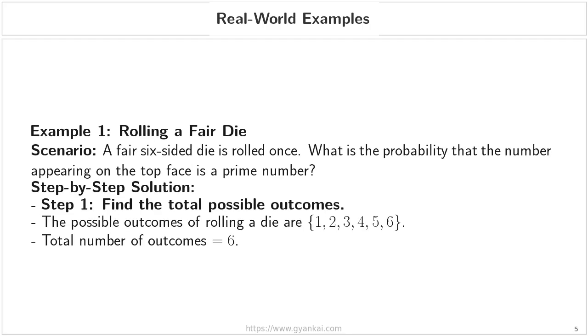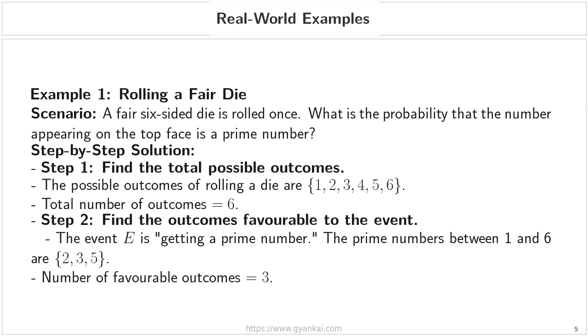First, step 1, we need to identify the sample space, which means finding the total possible outcomes. When you roll a die, you could land on a 1, a 2, a 3, a 4, a 5, or a 6. So, our set of possible outcomes is 1, 2, 3, 4, 5, and 6. If we count them up, the total number of outcomes equals 6.